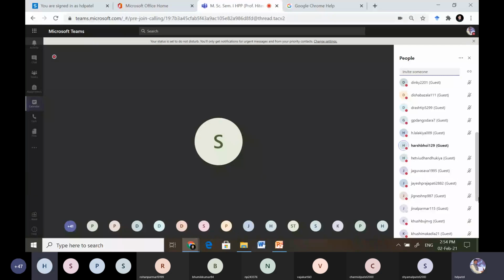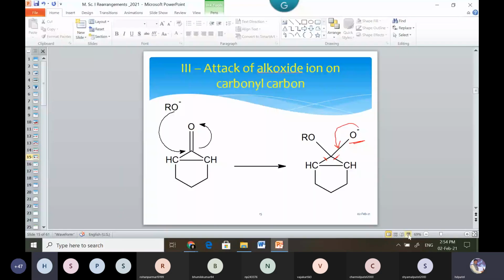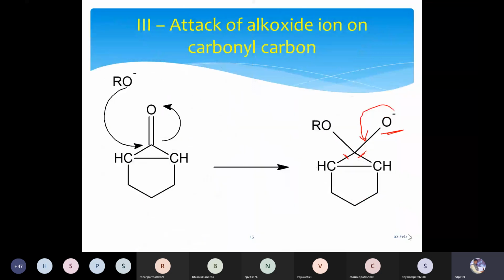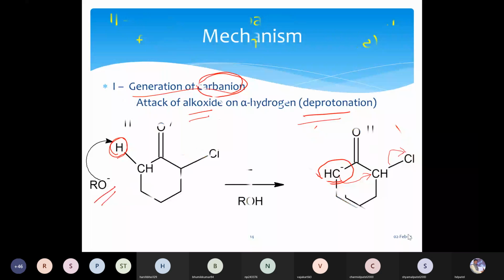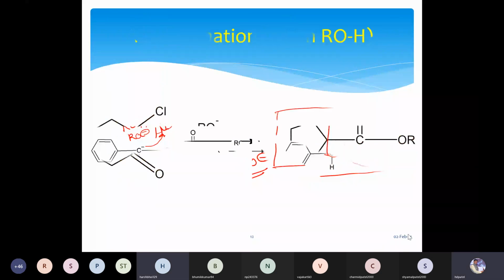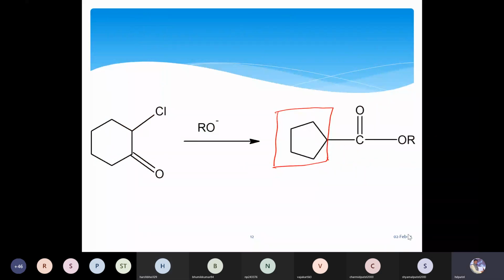Can you explain the mechanism? I will change slides for you. Okay, sir. From very beginning. ચલો બોલો. સ્ટાર્ટ કરો. This is our first slide. ઓકે સર.